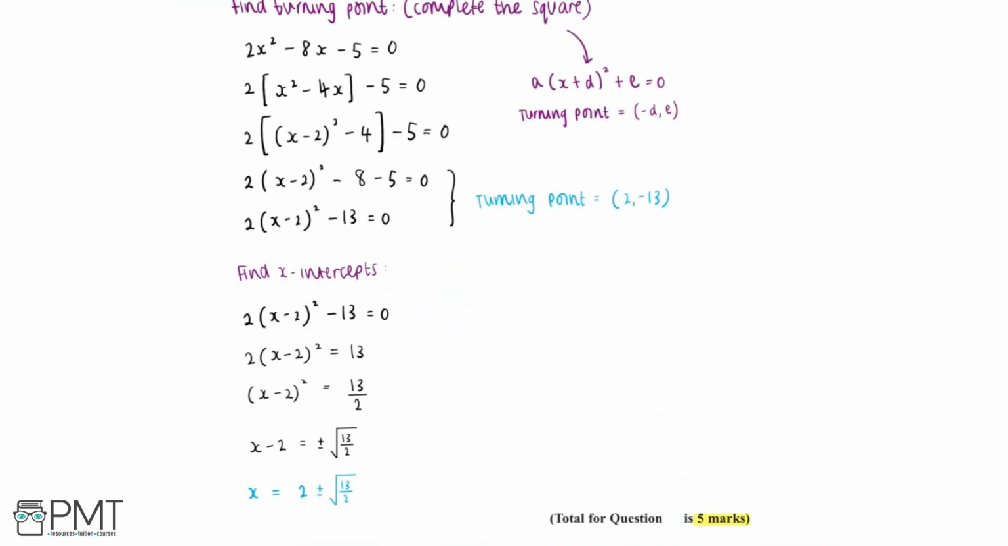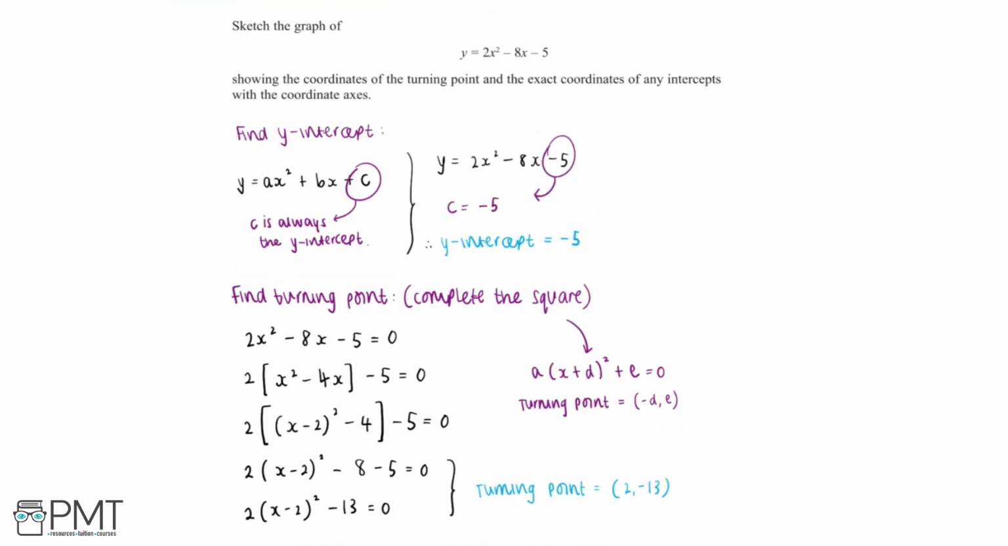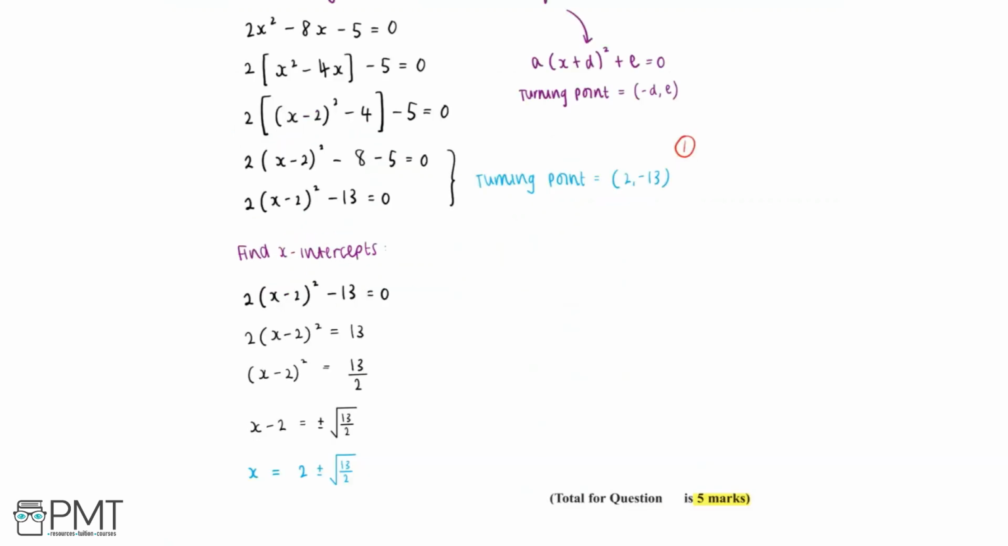Now this question is worth 5 marks. We get the first mark for finding that the y-intercept of the graph is equal to -5. We get the second mark for completing the square and finding that the turning point of the graph is equal to (2, -13). We get the third mark for our process to solve for x in order to find the x-intercepts of our graph. We get the fourth mark for correctly finding that x is equal to 2 plus minus root 13 over 2.